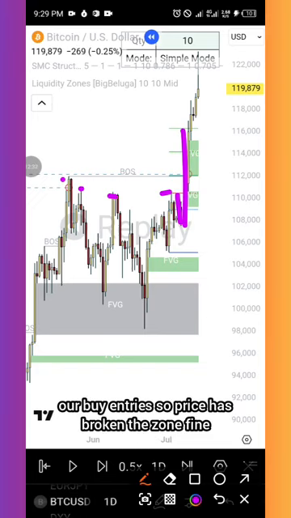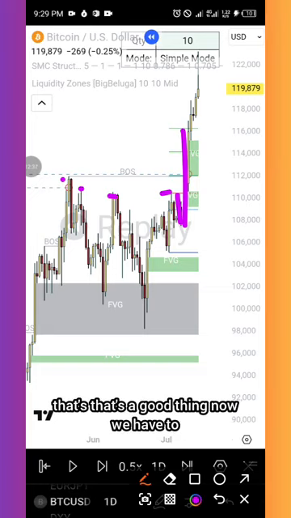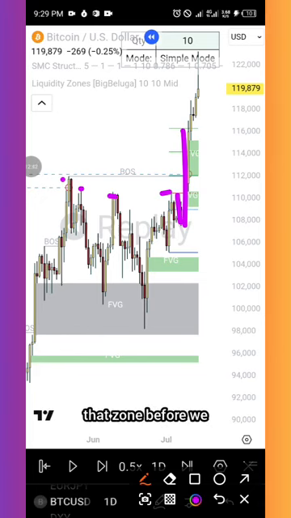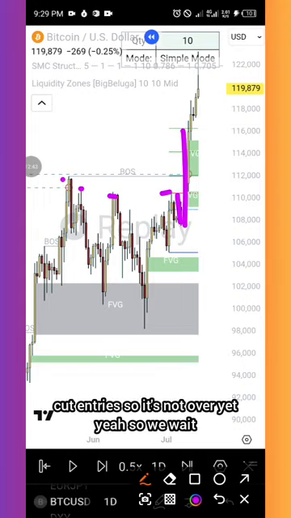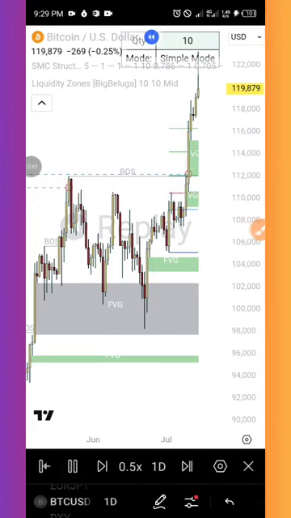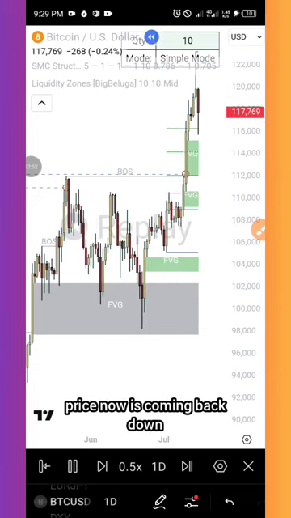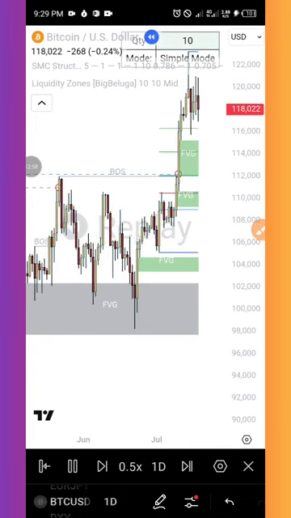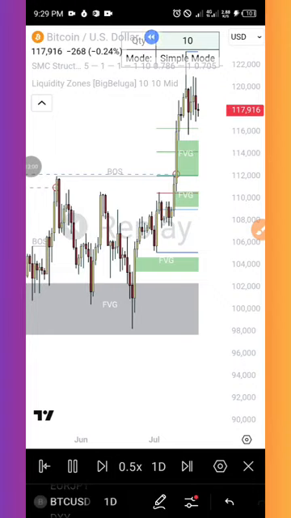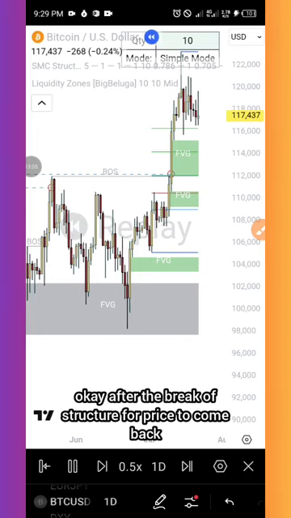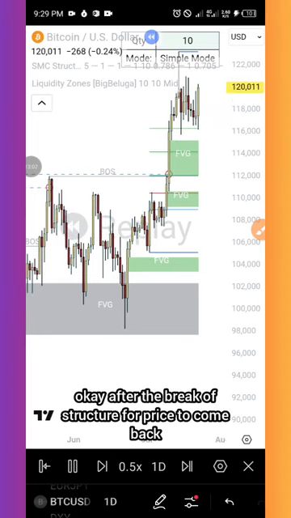So price has broken the zone, fine. That's a good thing. Now we have to patiently wait for price to come back and test that zone before we take entries. So it's not over yet. So we wait. Price now is coming back down, coming back down. After the break of structure, for price to come back.